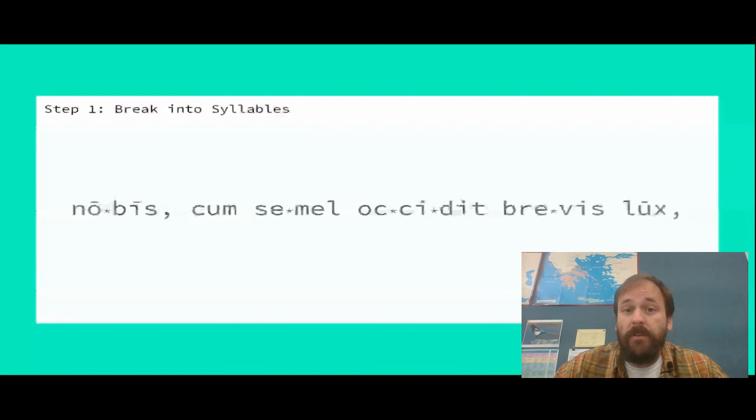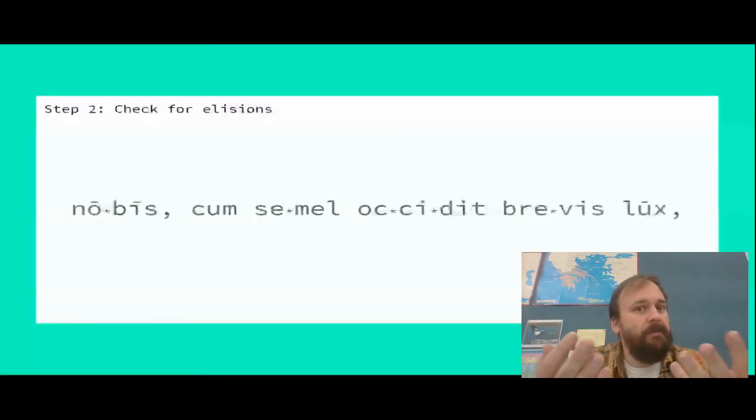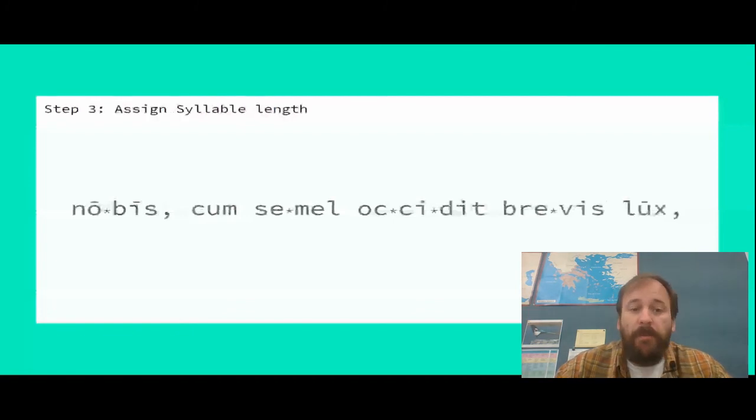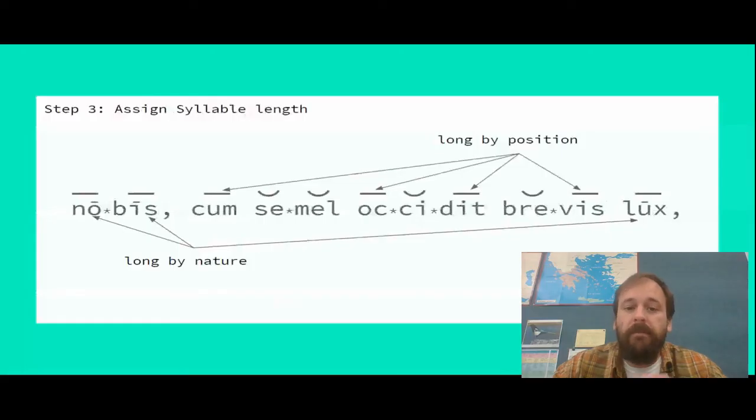Welcome back. Does yours look like this? Step 2 is to check for elisions. Why don't you pause it and then check for elisions and come back when you're ready. You find any? There are no elisions in here. Step number 3 is to go and assign syllable length to this. We're looking for long by nature, long by position, and short syllables. Pause the video, and I'll see you on the other side. All right. Does yours look like this? As you can see, most of these are long by position, and that's quite a common occurrence.